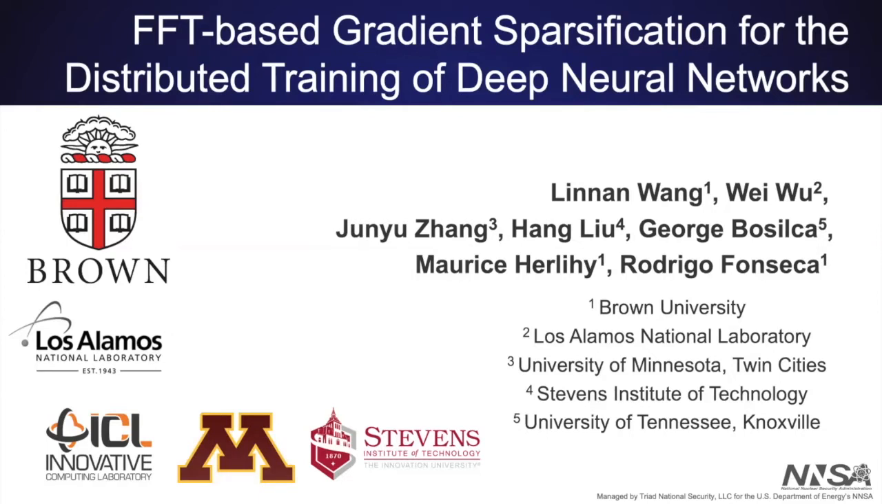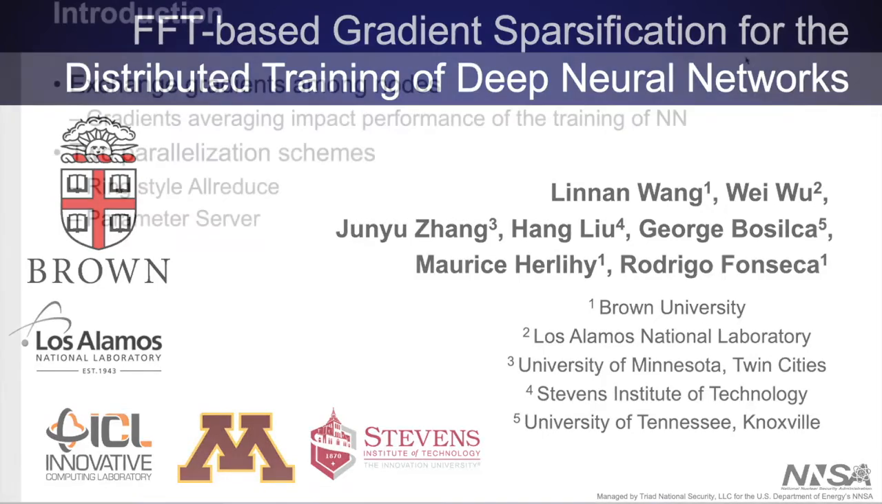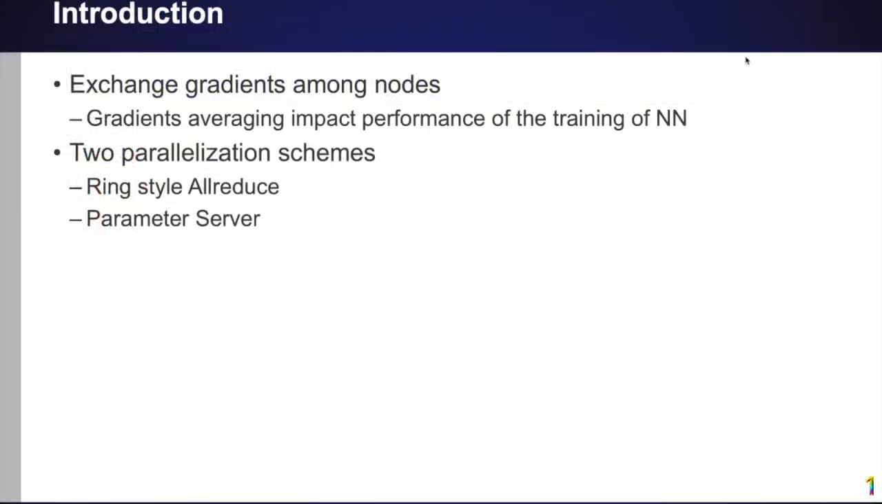Today I'm going to present our paper, FFT-based Gradient Sparsification for the Distributed Training of Deep Neural Networks. In the distributed training of deep neural networks, gradients need to be aggregated over the network and averaged among all processes. Such operation directly impacts the overall performance of training.